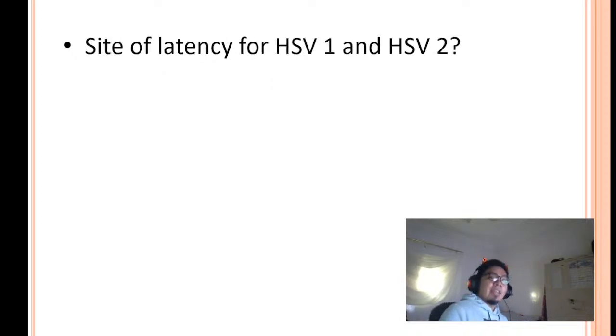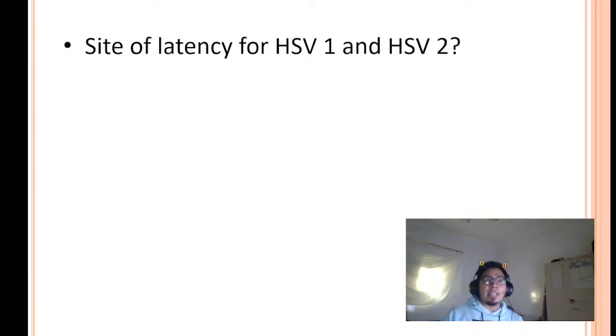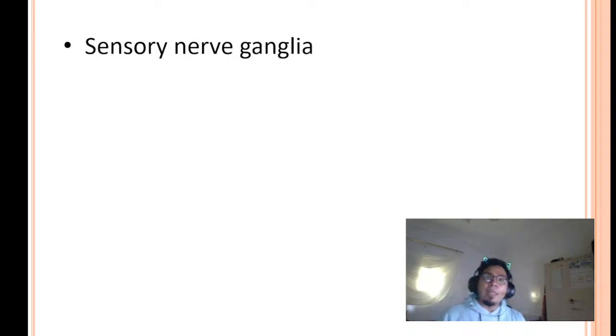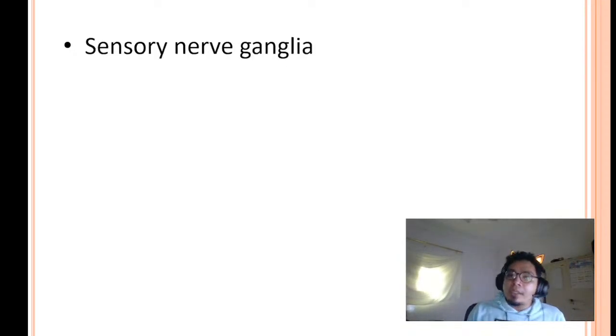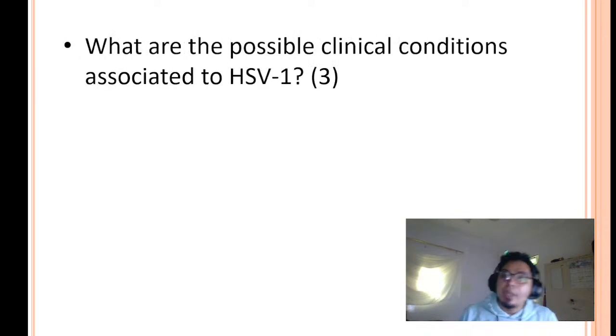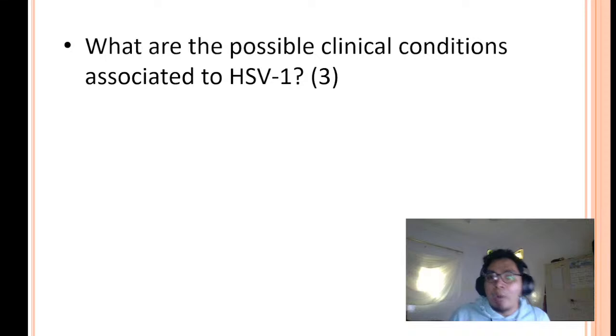All right. Now, the site of latency for herpes simplex 1 and 2 is the sensory nerve ganglia. It will stay on that nerve in its latent or dormant stage. The possible clinical conditions that might be associated with HSV1, aside from herpetic whitlow and herpes labialis, are gingivostomatitis, so it can cause problems in the mouth, herpetic keratitis, and encephalitis.